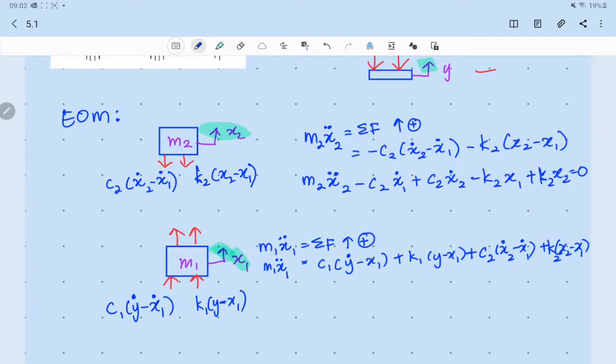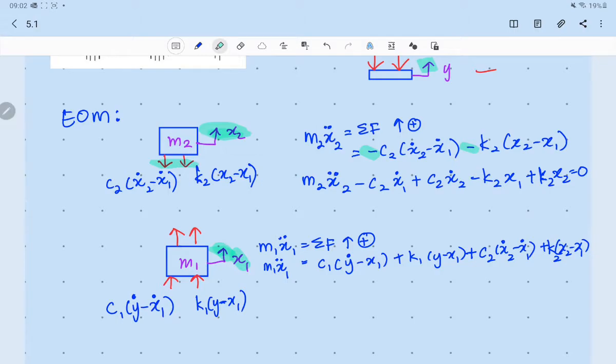Okay, so for the first, m2 x double dot 2, you can rearrange. You can see that both are going downwards, so that's why I have negative here, because it's the opposite of your x2. So you can rearrange the terms. It will be good if we actually break it out, because after this we're going to collect all the terms of x1 and x2 to put it in the matrix form.